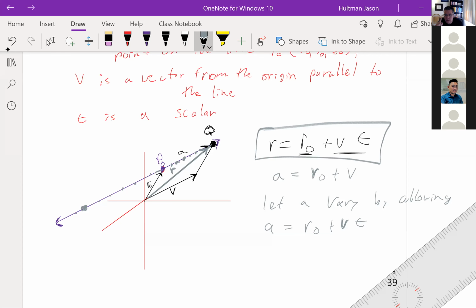Okay, Q was one specific point, and A was one specific vector to go from P to Q. But if we let A vary, then we get r is equal to r naught plus v t. Okay, r is going to be every single point on that line.